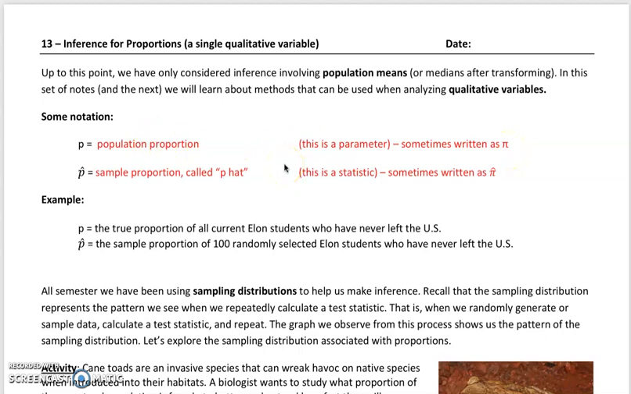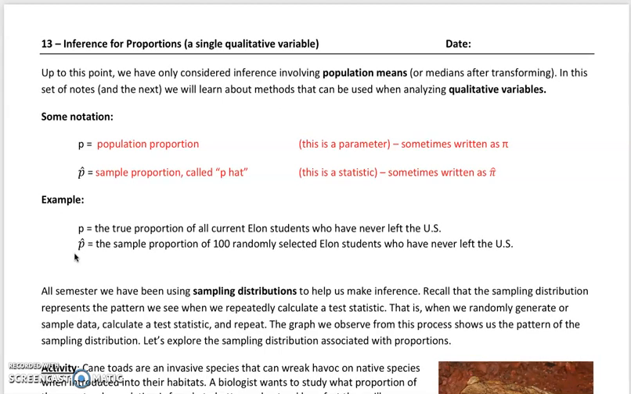I just want to let you know that you could possibly see pi used for a population proportion in another class. For sample proportions, we're going to use this P with this little caret symbol over the top. And so that's going to be our sample proportion. We refer to this as P hat. So this would be our statistic. Just like we had X bar as our sample mean, we've got P hat as our sample proportion. So for one example, maybe P is the true or population proportion of all Elon students who have never left the US. Maybe P hat is some sample proportion of 100 randomly selected Elon students, and I want to know what proportion of them have never left the US.